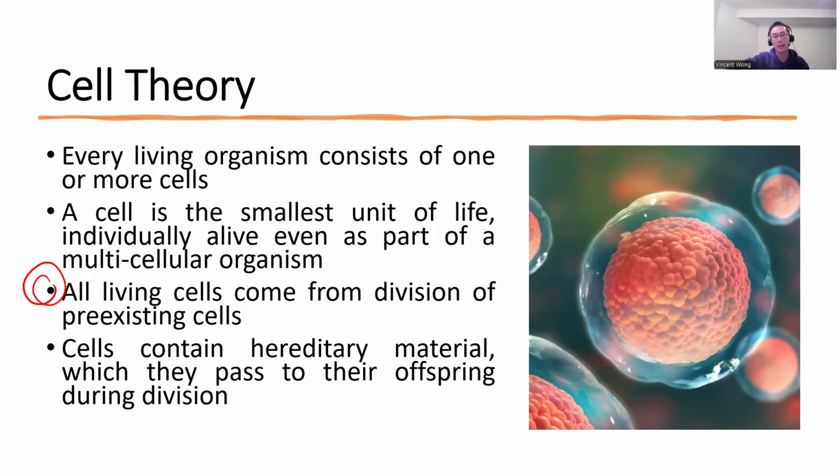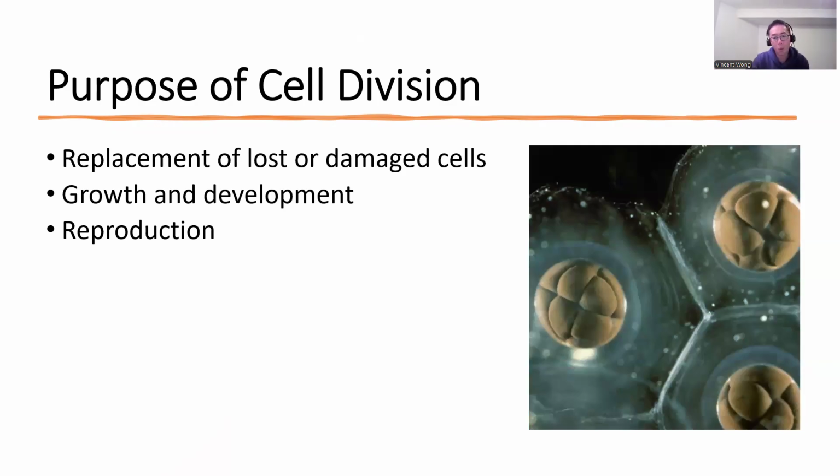Okay, and so why do cells divide? Well, one reason is to replace lost or damaged cells. If you have a cut in the finger, you've damaged some cells, you've lost some cells, and cell division is going to basically bring them back. Growth and development. You have a lot more cells now than when you were a baby. All those extra cells came from the division of pre-existing cells.